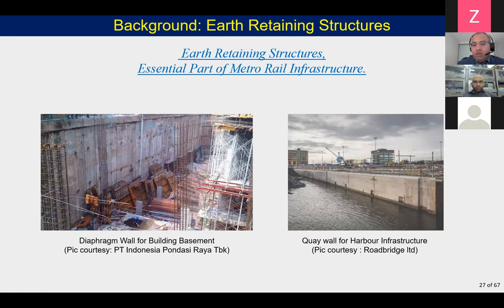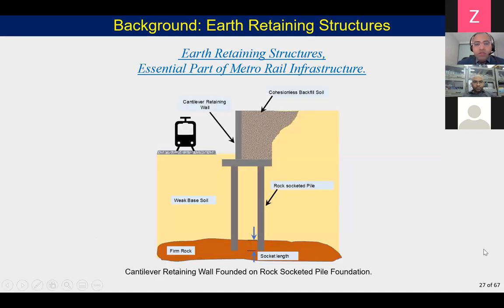Now this is a quay wall, a harbor structure, and you have these earth retaining structures. This is a very hot research topic nowadays, because you have a retaining wall supported on a pile foundation which is socketed inside the rock here. The rock could be 10, 15, 20 meters, whatever the number, and you put your piles socketed inside the rock, and then your earth retaining structure is there trying to retain the soil here, and there is a metro rail going on.